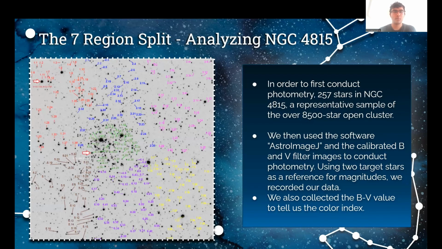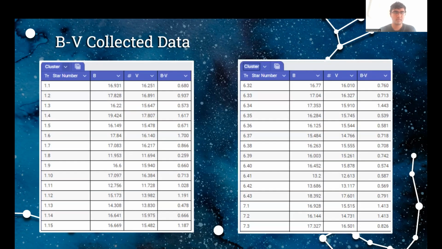But to go from here, when we're analyzing the region of sky, it wouldn't be efficient for just one of us to look and do the photometry for the whole section. So instead, we split NGC 4815 into 7 key regions and did analysis for over 257 stars out of the 8,500. We used the software AstroImageJ with the calibrated B and V filters, and we targeted the stars for their magnitude and calculated the B minus V value, which can help us understand its color index. This is our B minus V collected data.